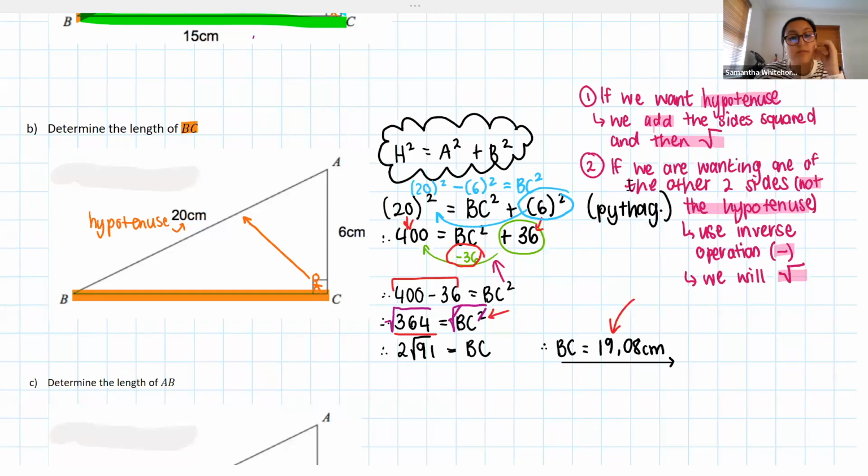Afternoon, ma'am. For the inverse operation, I said BC squared equals 400 minus 36, ma'am. Can you still write it that way? Yeah, absolutely. As long as you've got the minus, that's good. That's absolutely fine. Okay, thank you, ma'am. Good. Amatle?